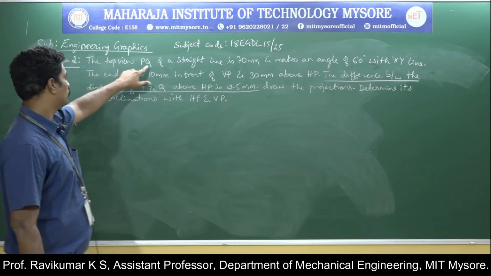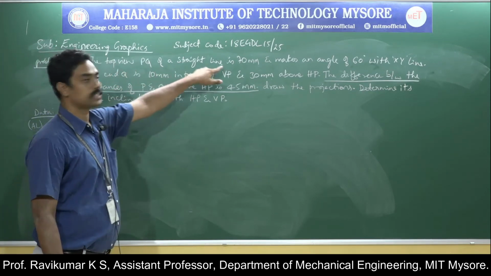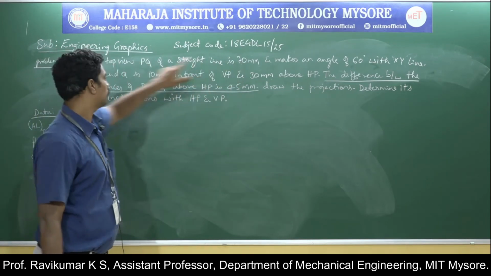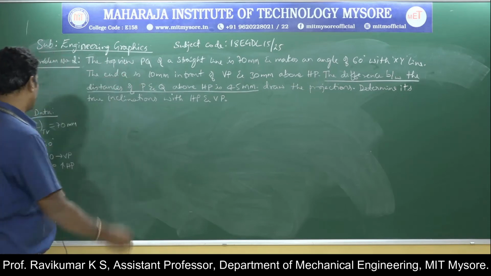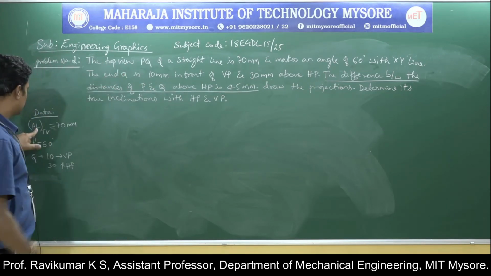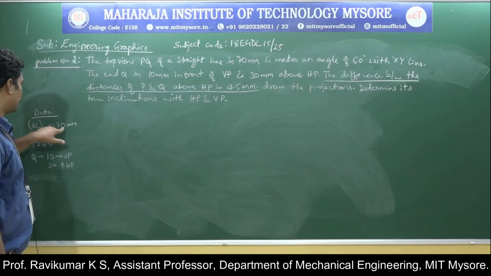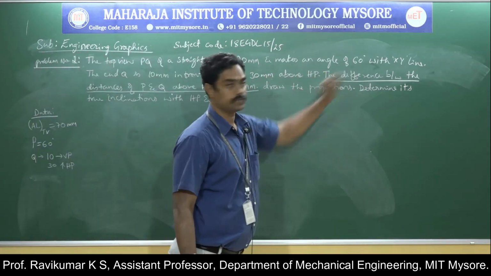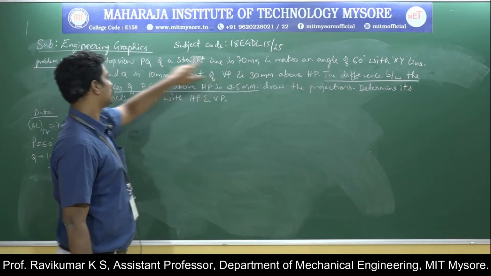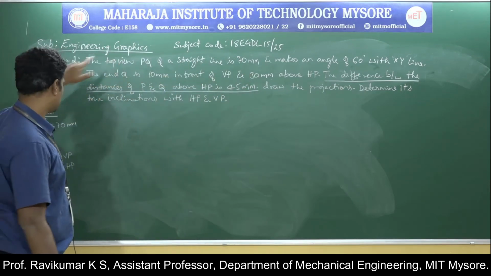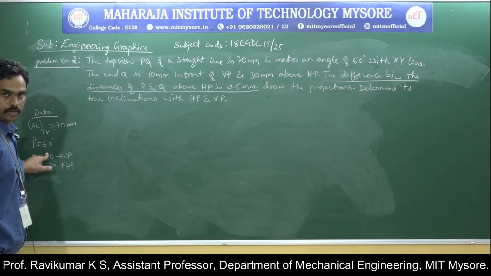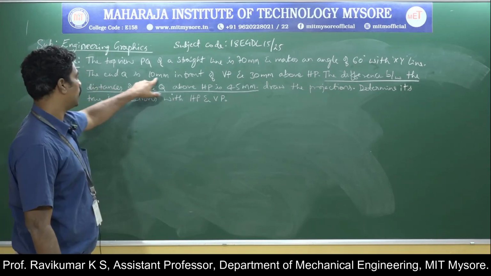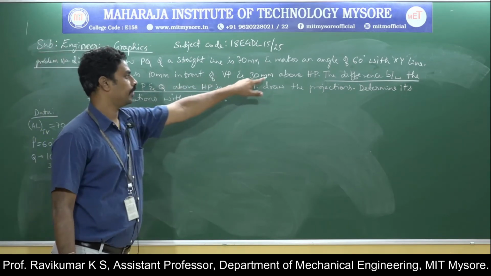The top view PQ of a straight line is 70 mm. As I said, this magnitude is given with respect to a view, therefore you need to consider it as apparent length. So the top view apparent length is 70 mm and it makes an angle of 60 degree with the XY line. Again, this 60 degree is associated with the top view, therefore it is the apparent inclination beta in the top view, 60 degree. The end Q is 10 mm in front of VP and 30 mm above HP.